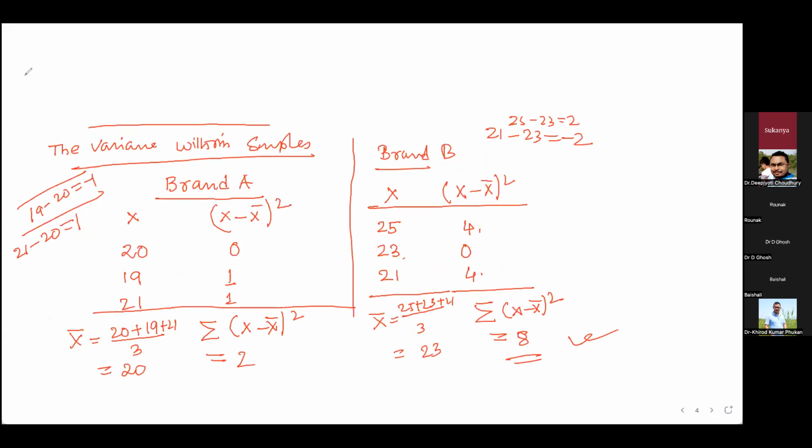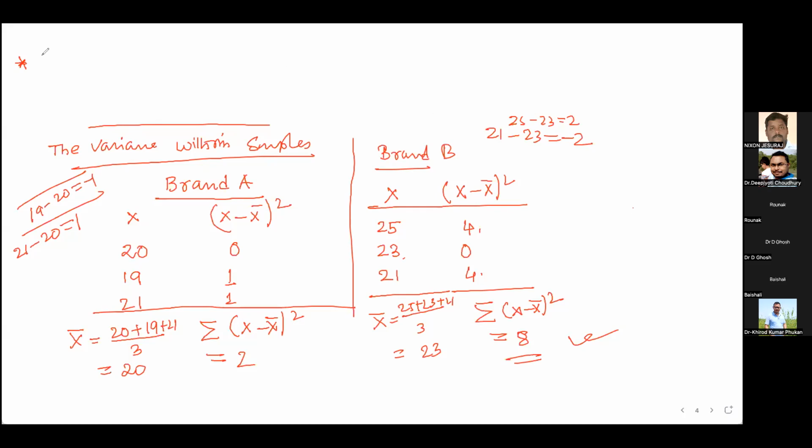Now, for sample variance for the first case, I think some background noise is coming. I request to mute the background noise. Dr. Dipjyoti, kindly take the lead. Dr. Shiv Kumar Kukan, kindly unmute yourself. Sir, you can continue now. Okay.